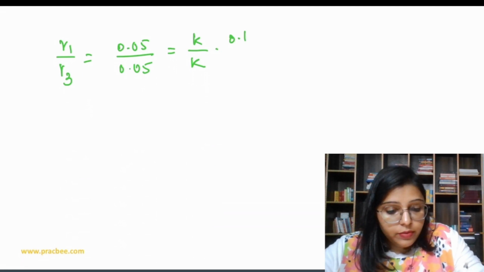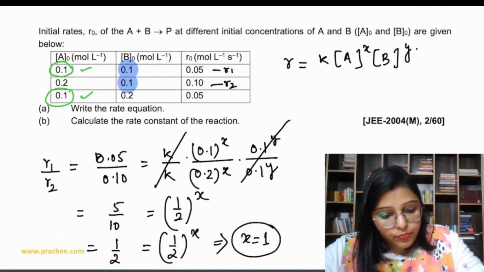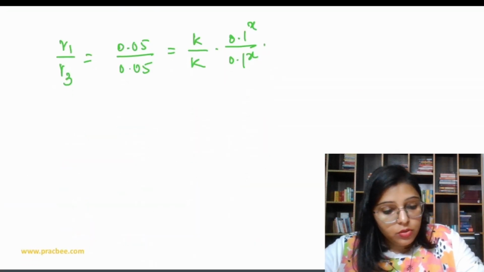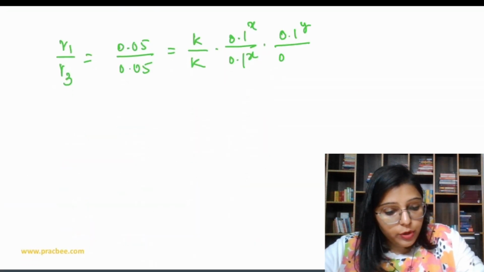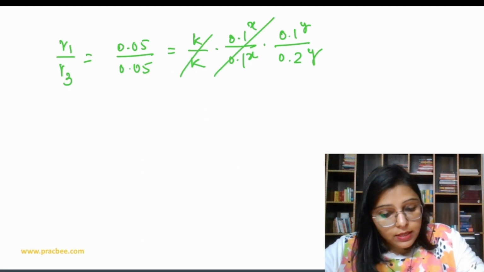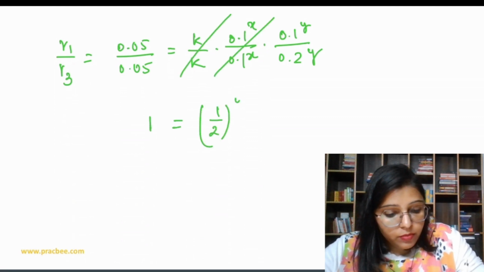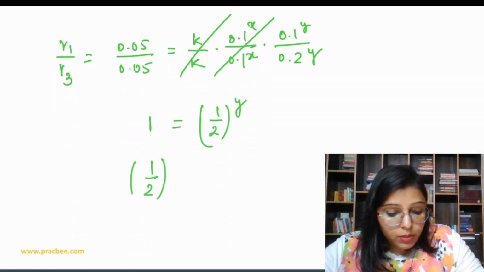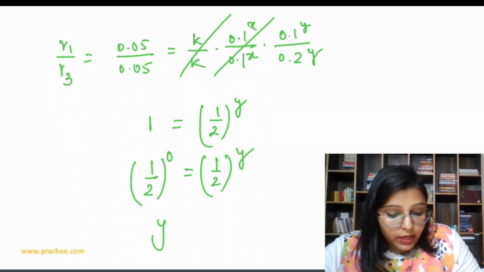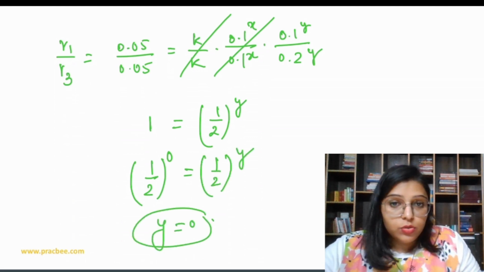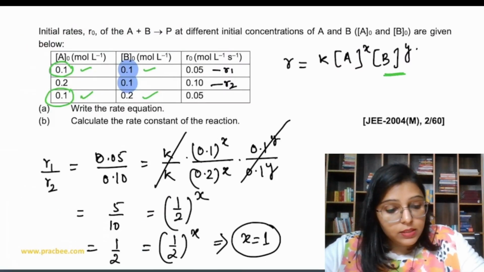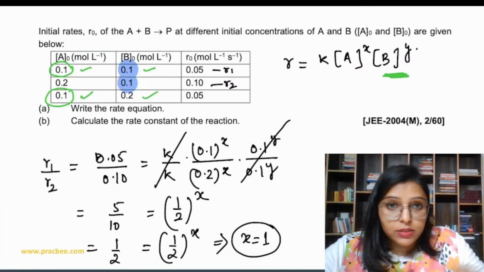So we can say 0.1x upon 0.1x. Now concentration of Y, 0.1 and 0.2, so write 0.1y and 0.2y. So cancel, cancel, cancel. So this is 1 and this is (1/2) to the power y. So for this, what we can write, (1/2) to the power 0 is equal to (1/2) to the power y, right? So y's value is 0. So order with respect to B is 0.